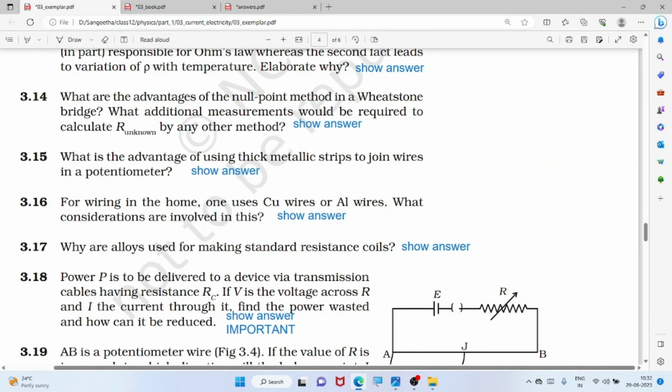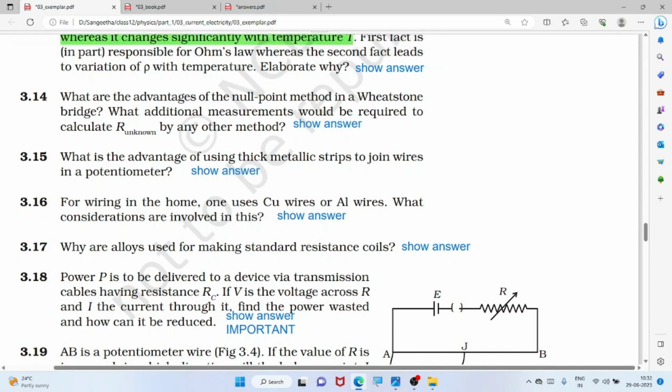What is the advantage of using thick metallic strips to join wires in the potentiometer?